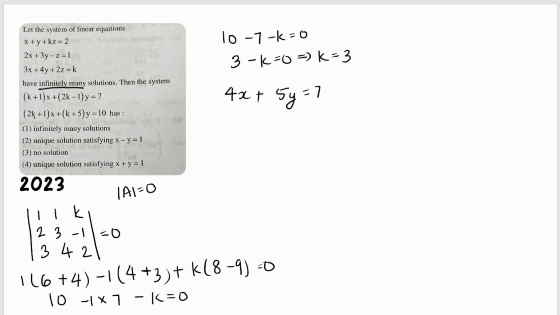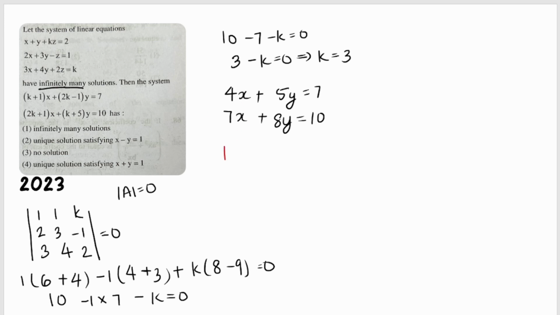Now you have 2k plus 1, that is 2 into 3 is 6, 6 plus 1 is 7x. 7x plus 3 plus 5, k plus 5, right? So it is 3 plus 5, that is 8y equals 10. This is the equation. To check whether this is having infinitely many solutions or a unique solution, we need to check what is the determinant of this matrix.